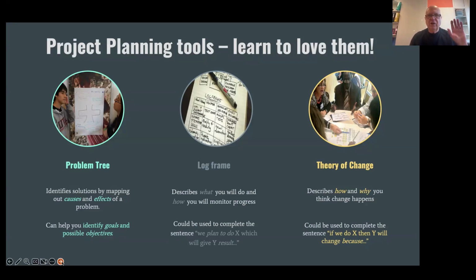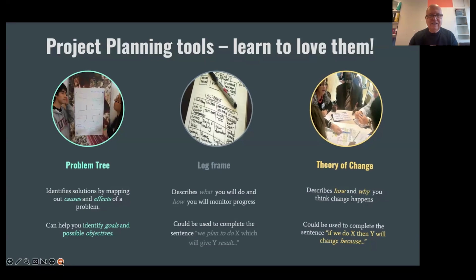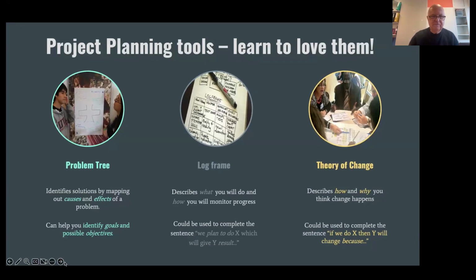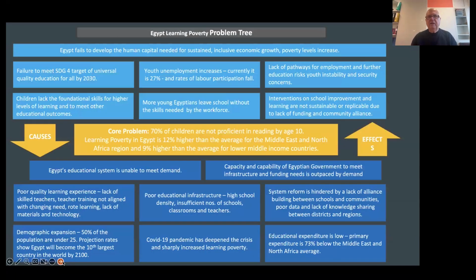So problem tree decides the problem. Theory of change articulates the problem and the solution. A log frame simply provides the process map for how you deliver it. So don't be put off. Here are some very simple examples. Let me just show you this.